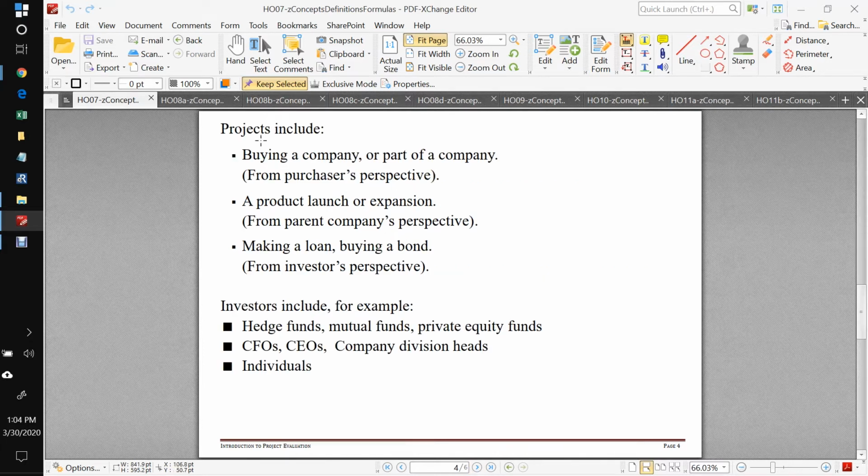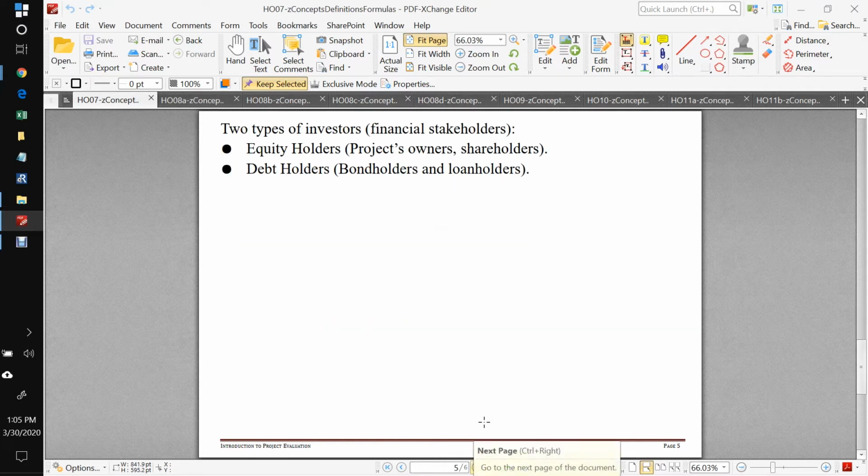Projects for us, financial projects, include a broad range of things, virtually anything that requires a cash outflow and hopefully will result in a cash inflow. So it could be buying a company, part of a company, a product launch for an existing company, making a loan, buying a bond. Investors include anyone who can perform a project or make an investment: hedge funds, mutual funds, private equity funds, individuals, CFOs, CEOs, company division heads, all that kind of stuff.